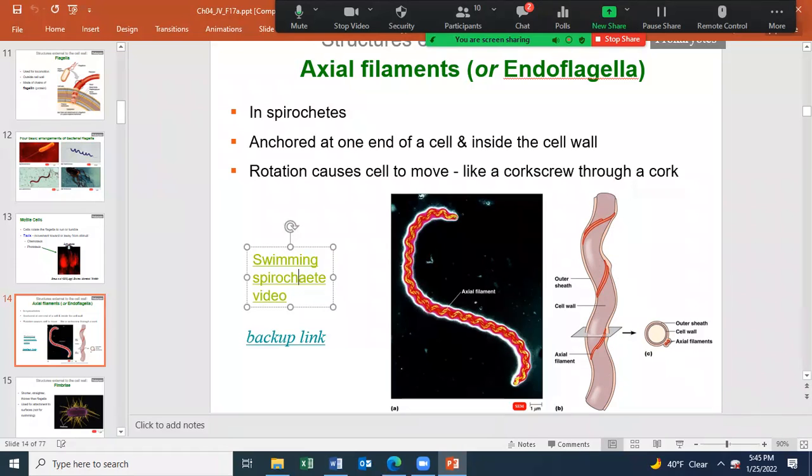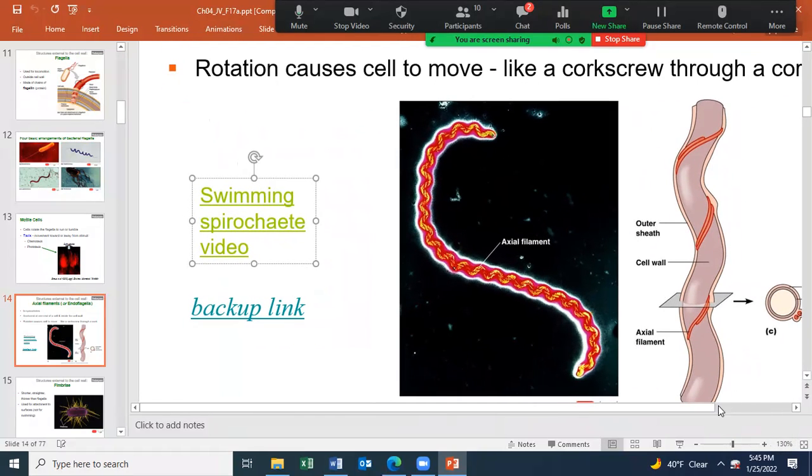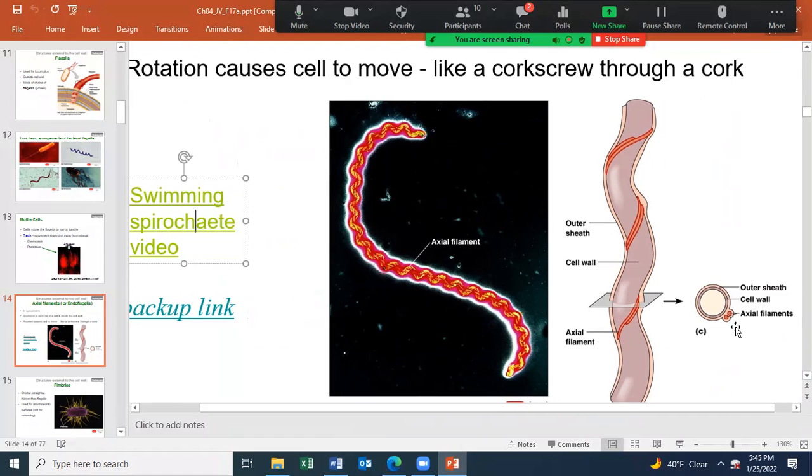And if you look here, let me blow that up. If you look here, the axial filament or endoflagella is inside the cell wall. And there's staining of the axial filament seen under the electron microscope.